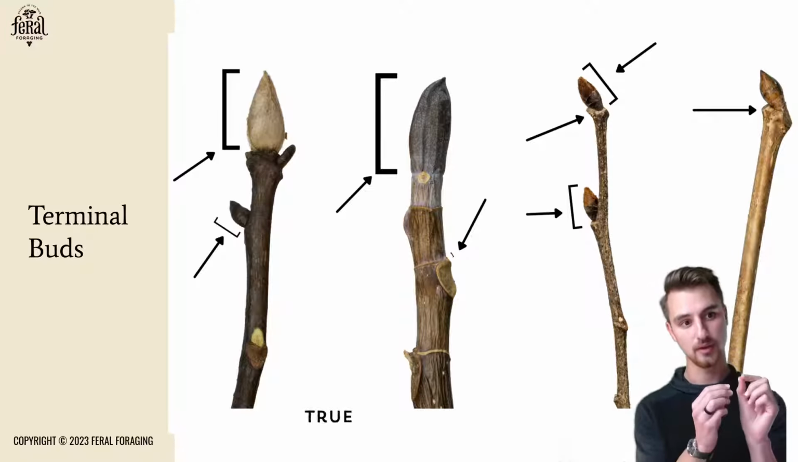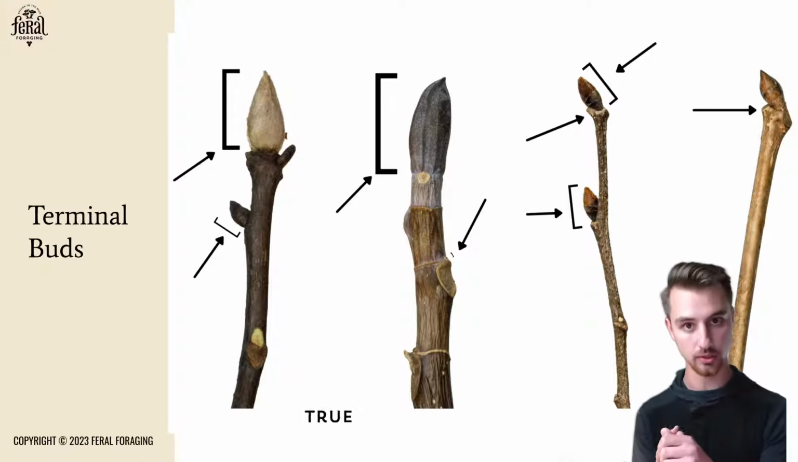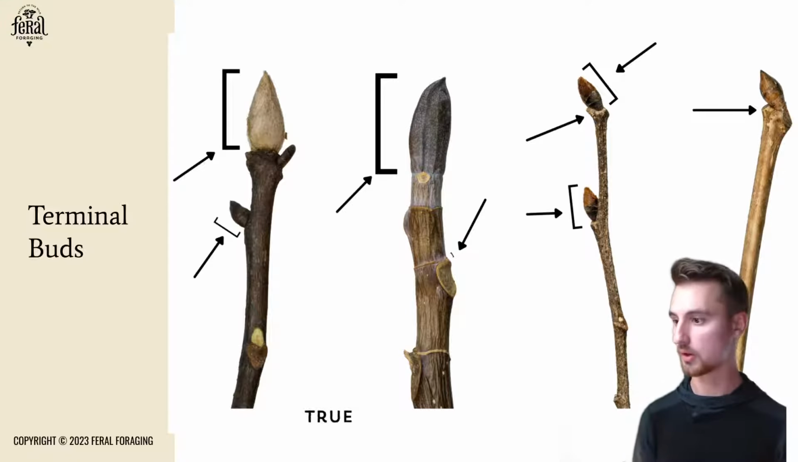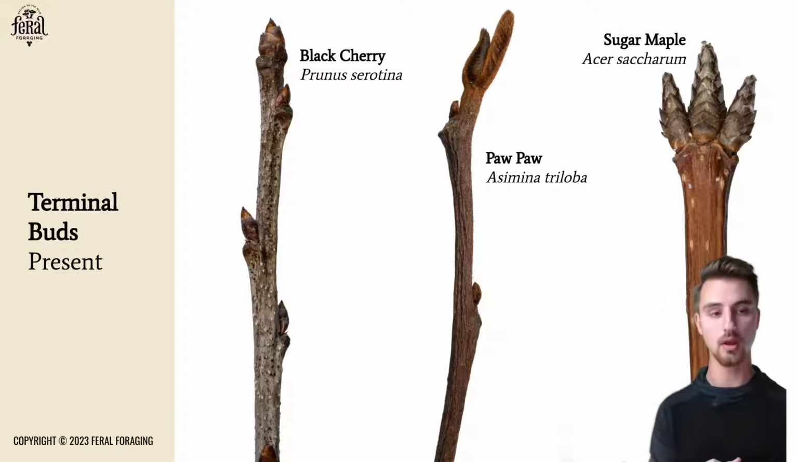Sometimes it can take a little bit of time to get a hang for this, but if you go by these two characteristics, that they're exceedingly larger than the ones on the side at the end, and whether or not there is zigzagging or whether or not they are the same size, that is going to help you out a lot. So let's look at a couple of other examples of having terminal buds present.